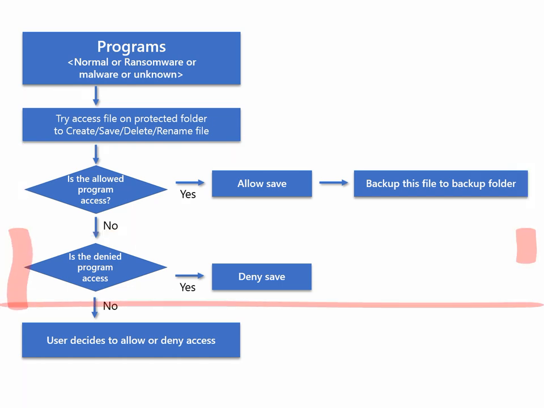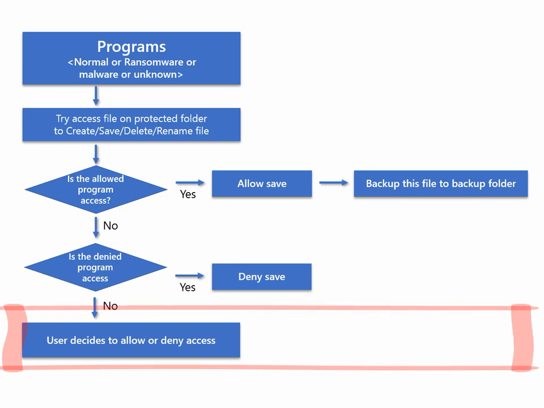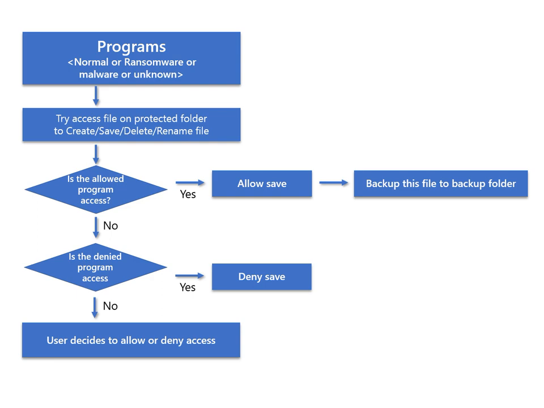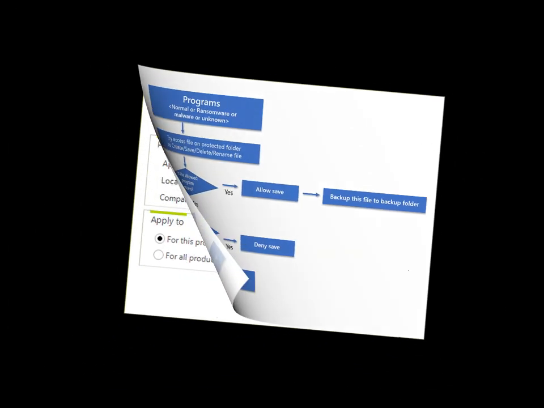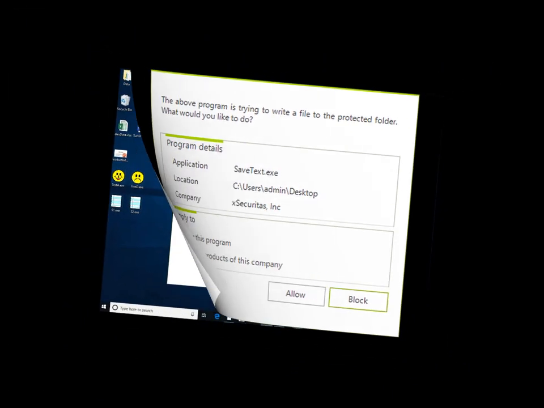If you try to save a file to the protected folder with a denied program, this save operation will fail. If the program is neither an allowed program nor a denied program, it will prompt the user to decide whether to allow or deny. When these windows are displayed, the user can choose whether to allow or deny the program.